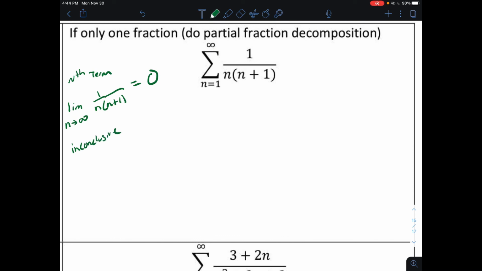So that means we have to do another kind of test. Now graphically, what I could do is look at this graphically, if I had access to it, and see if the series of partial sums is converging on a value or not.